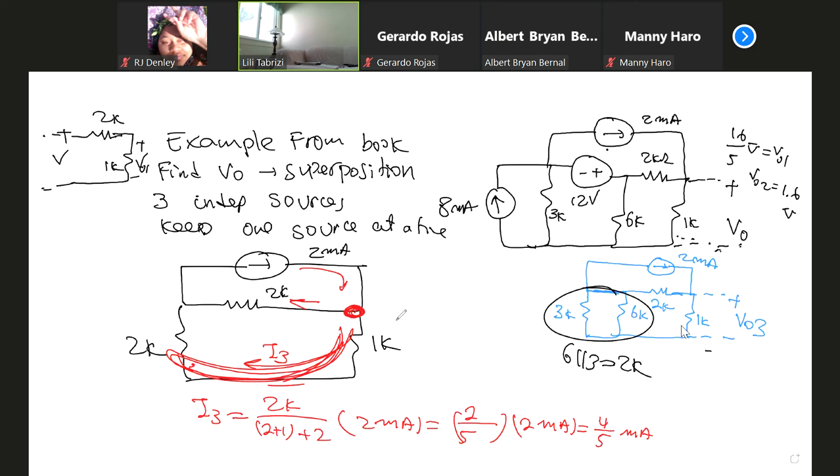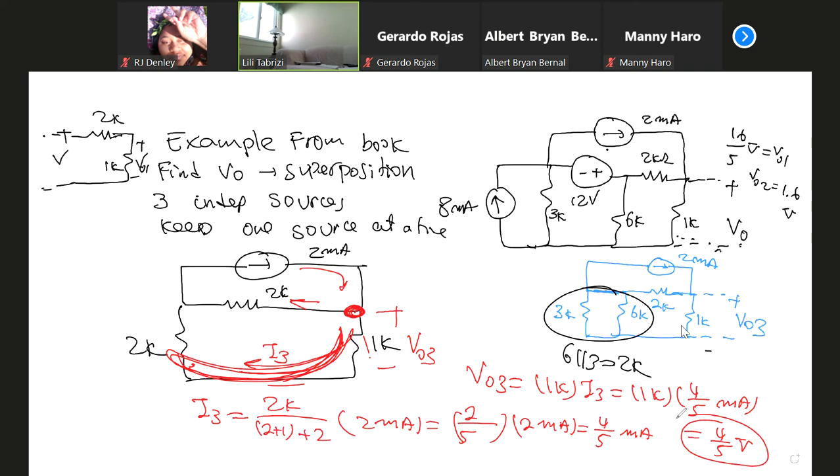You want this voltage. This is VO3. Again, you have the current I3 and you have the resistance, so VO3 is equal to 1 kilo ohm, because you just want this voltage, multiplied by I3. So it's equal to 1 kilo ohm multiplied by 4/5 milliamp. Again, milli cancels with kilo, so it's equal to 4 over 5 volts. This one was the easiest one.